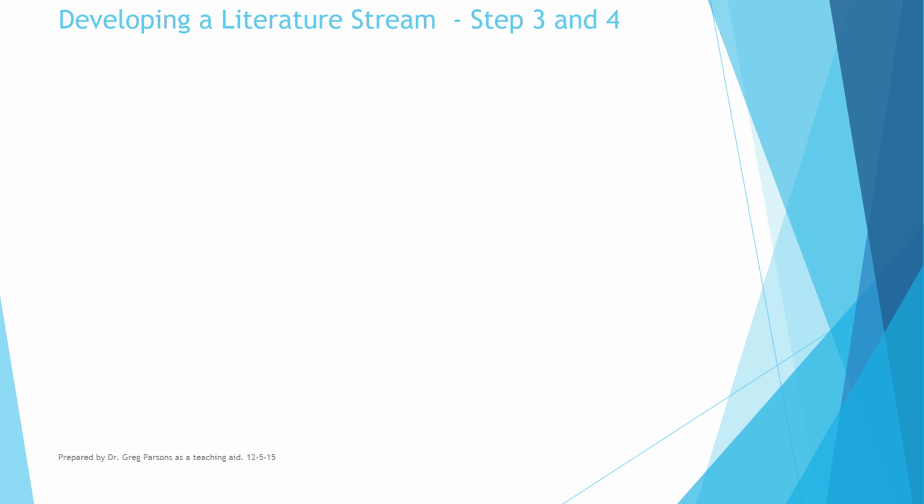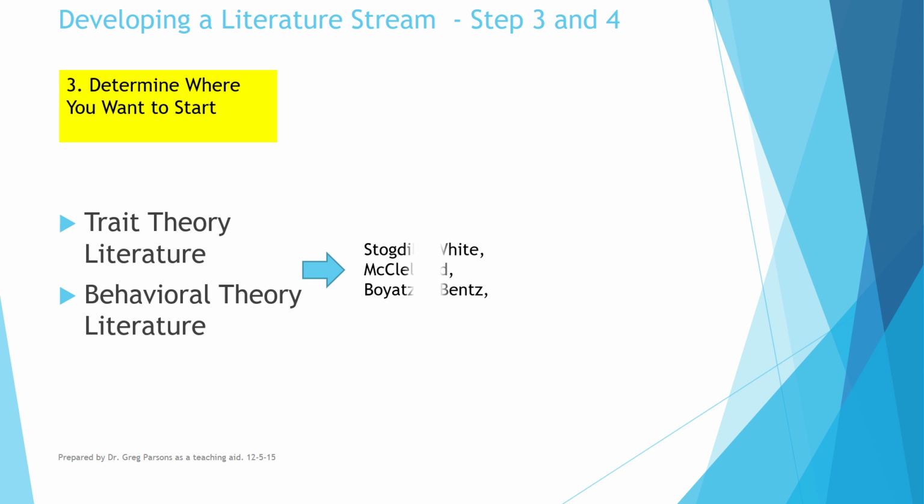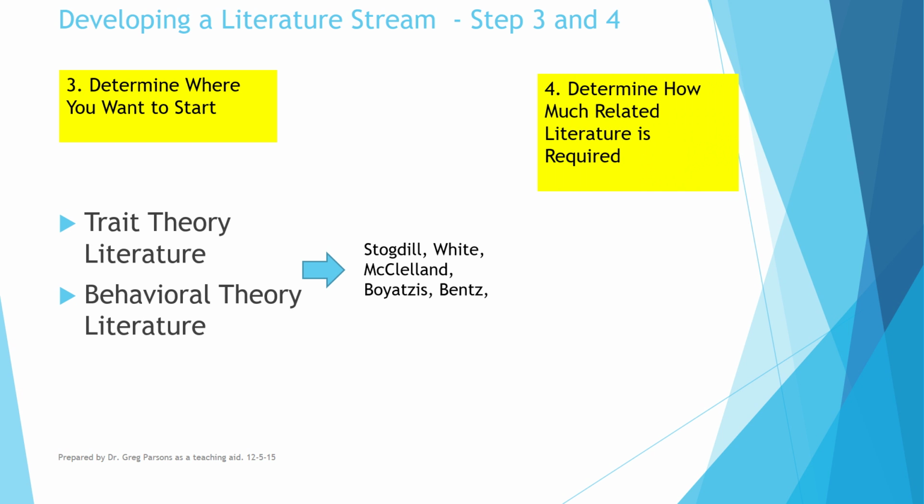Then the next steps in developing your literature stream, steps 3 and 4, need to determine where you want to start. What are going to be considered the foundational theories? For competency theory, if you look back at the literature and what's been written prior to it, they evolved out of trait theory and behavioral theory literatures. Those theories were amalgamated and synthesized and added to by Stogdill, White, McClelland, and others in the late 1940s and early 1950s. Out of these theories developed the competency theories.